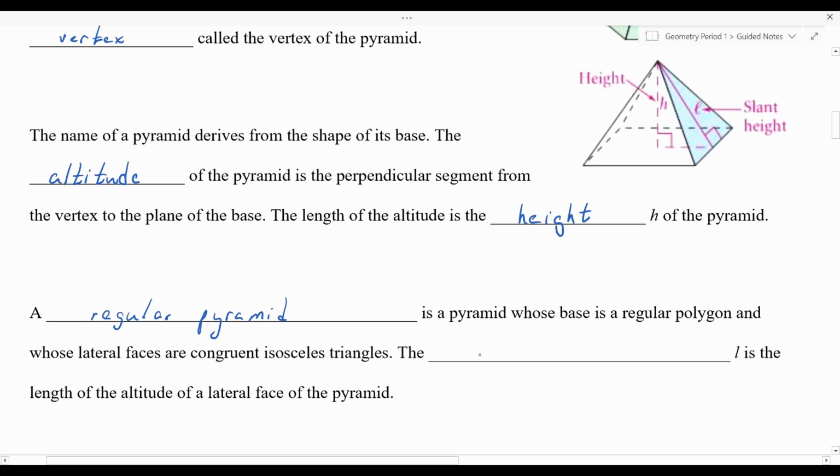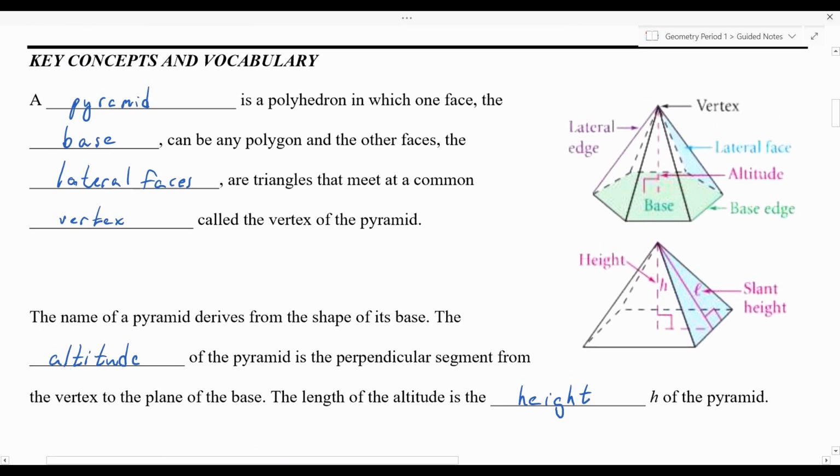The slant height, usually denoted by the little l, lowercase, is the length of the altitude of the lateral face of the pyramid. So, going back to our drawings here, in this top picture, the base happens to be a hexagon, has 6 sides. This will be known as a hexagonal pyramid. The vertex of the pyramid is where the lateral faces, all those triangles, meet right here.